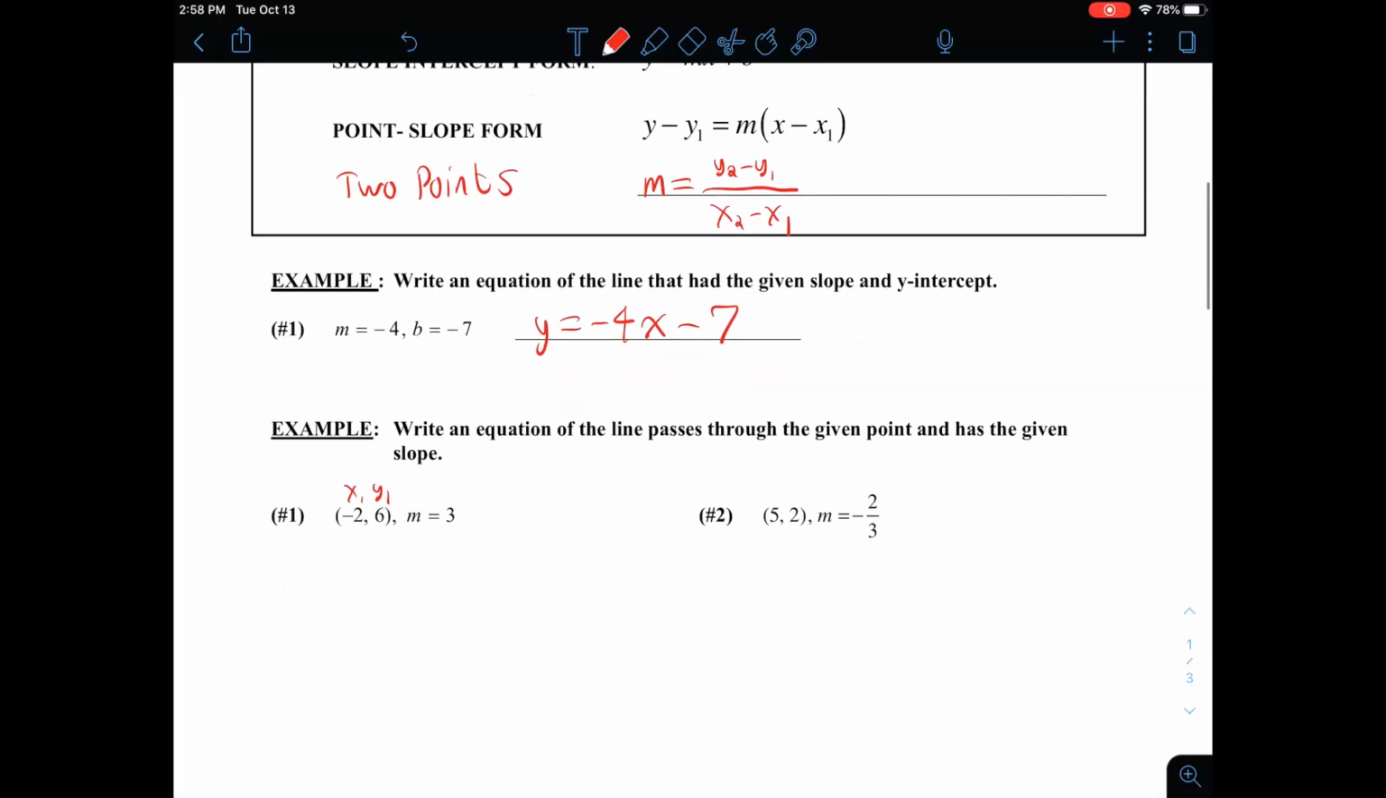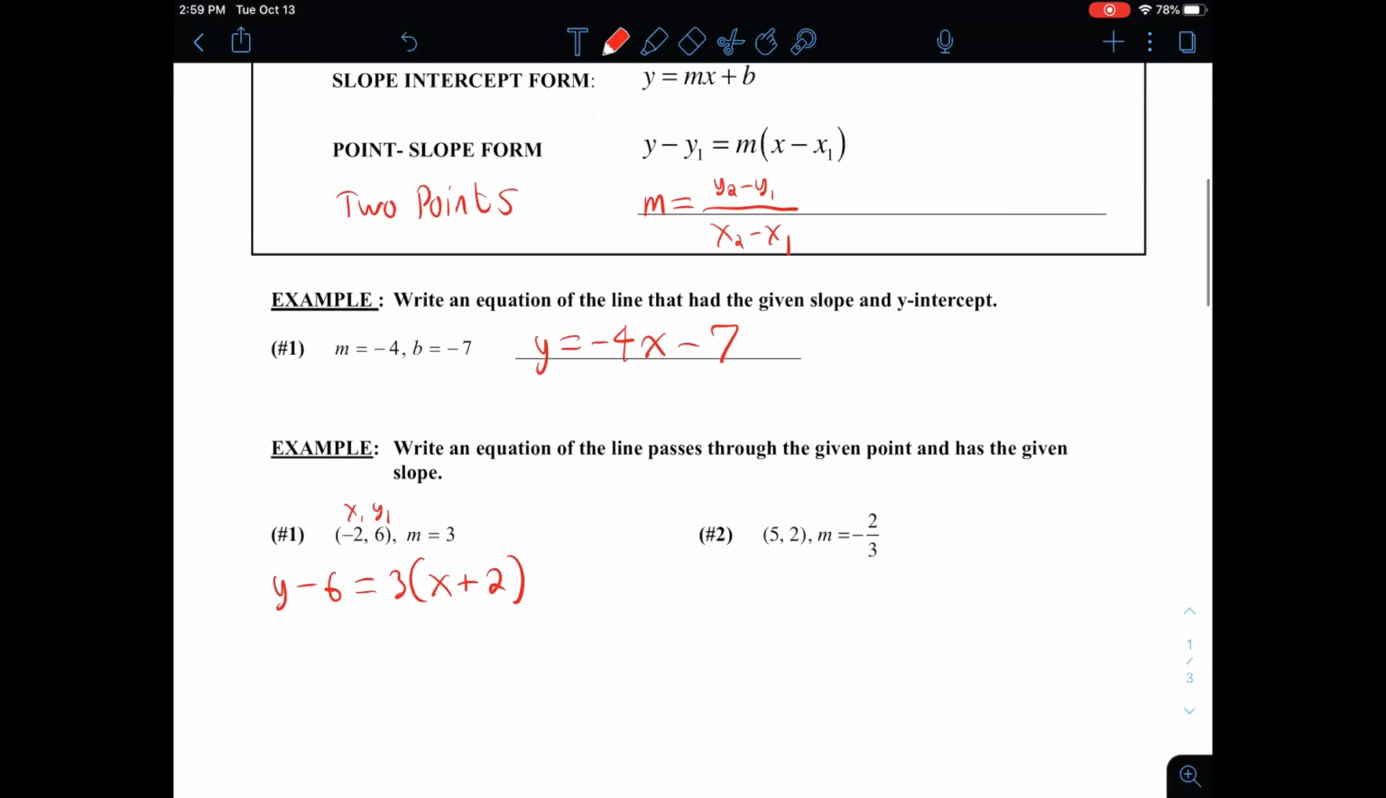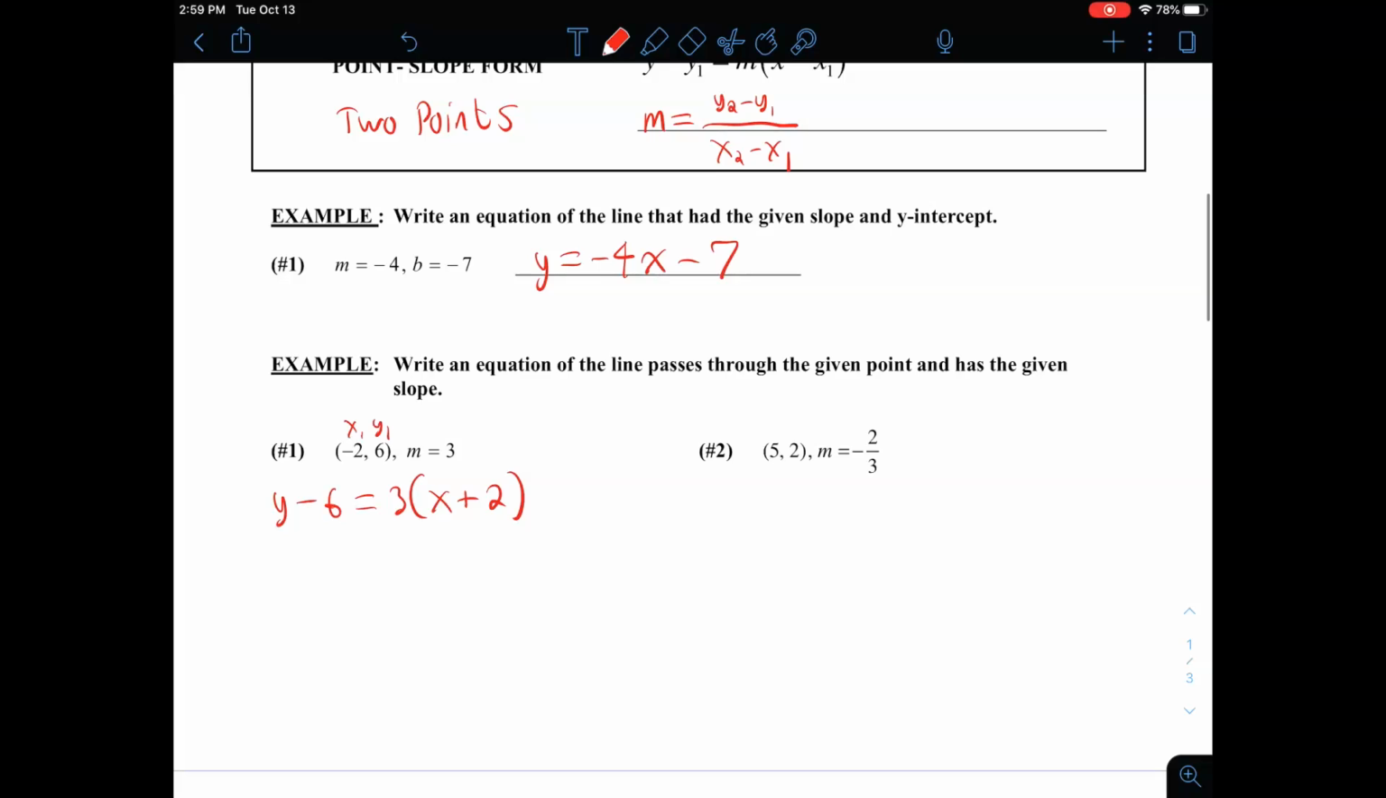Then we're going to plug into that formula up there. We're going to do y minus y1, which is 6, equals m, which is 3, times x minus x1. So what's x minus negative 2? Minus a negative is the same thing as plus a positive, so we get x plus 2. This is an equation of a line, and this is as far as you need to go, but just to humor the book and what we might do in our tests, we will go a little bit farther here.